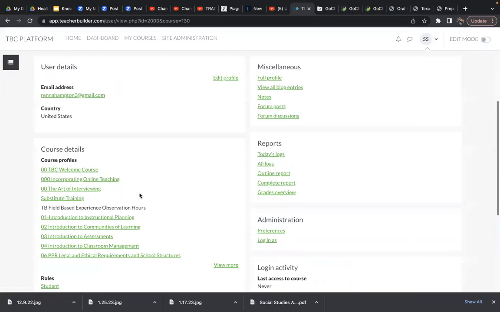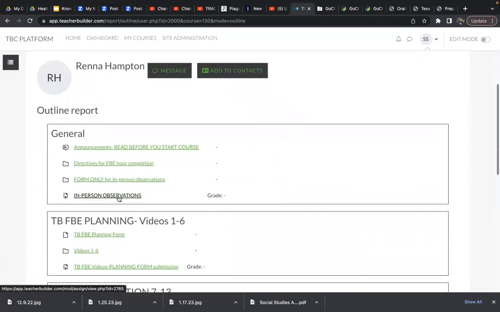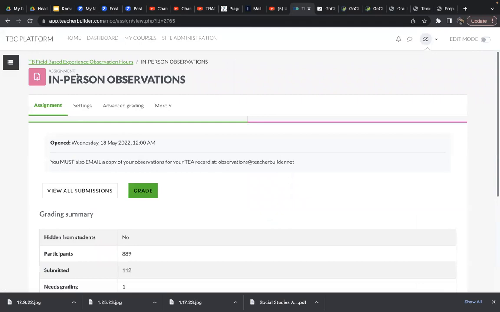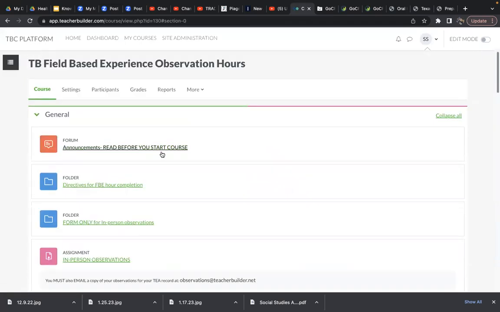Can you see my course? Yes. Okay. So here's in person, and I'm gonna just go back to the course. So here's your course for teacher builder field-based experience observations. Now you should have received a letter from Miss Garza when you enrolled in the program that explains that you're enrolled in the program and that you need to be let on campuses.